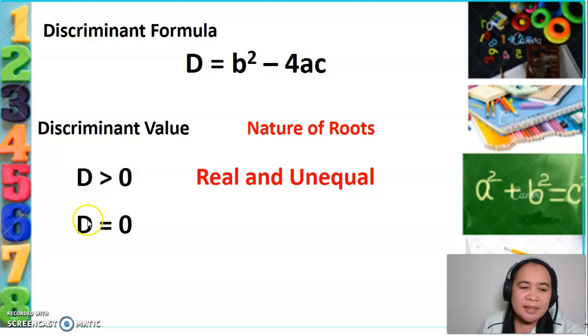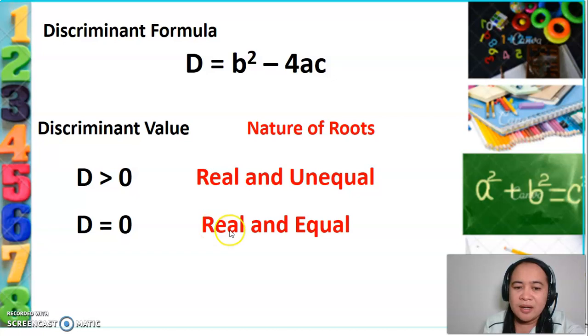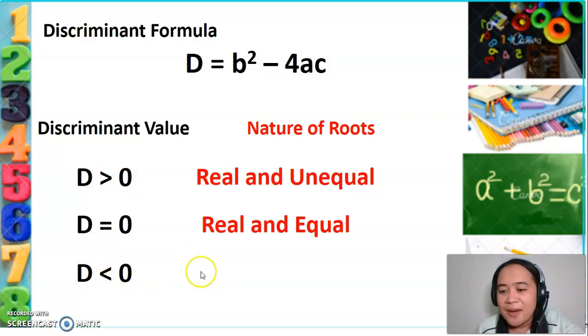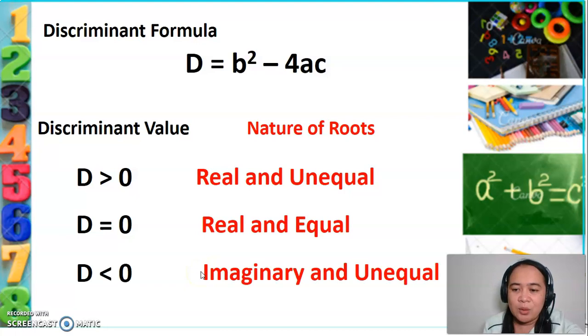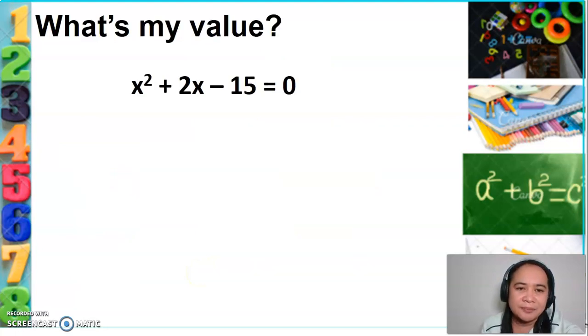If the discriminant value is equal to 0, it means the nature of the roots are real and equal. If the discriminant value is lesser than 0, the nature of the roots are imaginary and unequal. Now let's have an example.